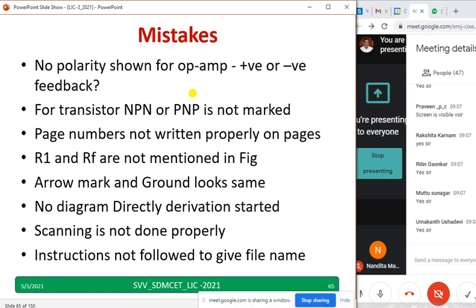There is no diagram. Directly the derivation has been started by a few students. I don't know how it's possible. And scanning is not done properly. At the end of the exam, you are supposed to scan. Some of the pages are not at all visible. Some of the pages have an entirely different orientation. And instructions are not followed to give the file name. So now I'll go to the scheme. Then I'll show you the mistakes done by you. So give me a few seconds.